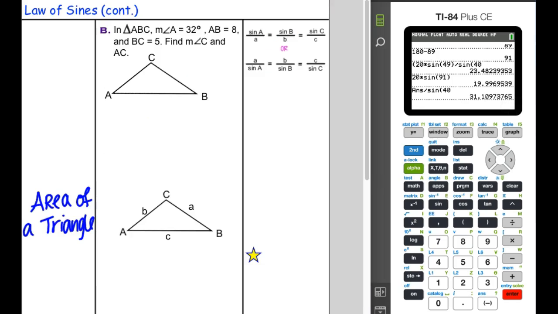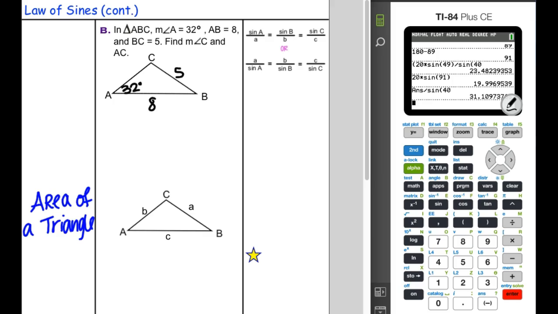Here we have an example in which we have a triangle in which we need to find the measure of angle C, but we only have one angle given. So we start by labeling all the figures in our problem. It says the measure of angle A is 32 degrees. It says AB is 8 and BC is 5.